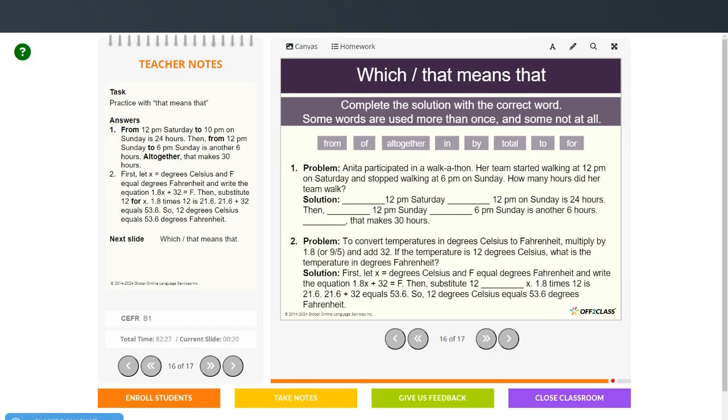So Anita participated in a walkathon. Her team started walking at 12 p.m. on Saturday and stopped walking at 6 p.m. on Sunday. How many hours did her team walk?